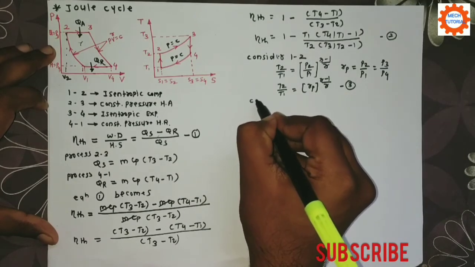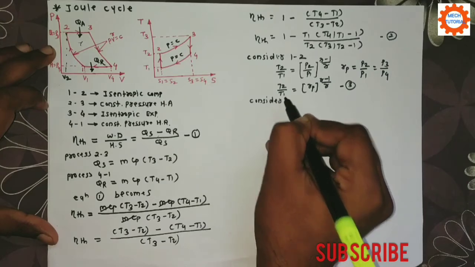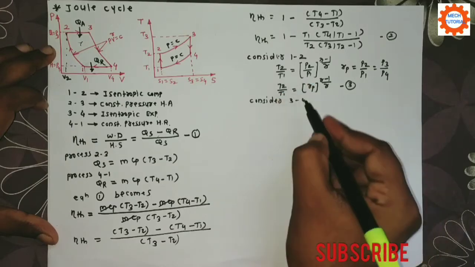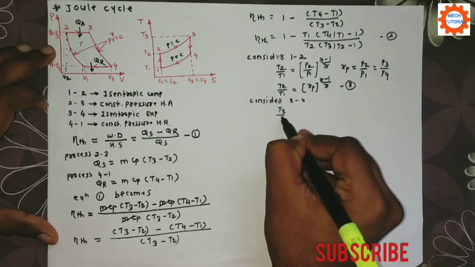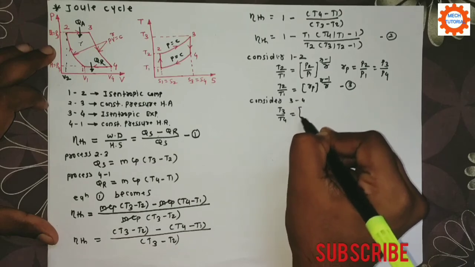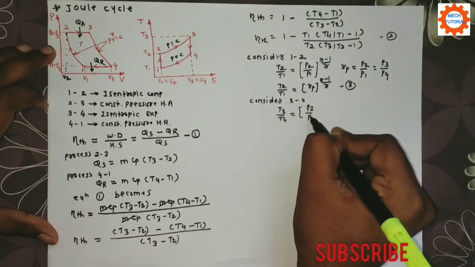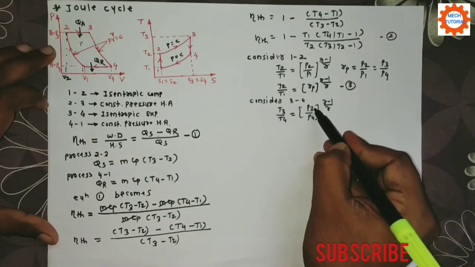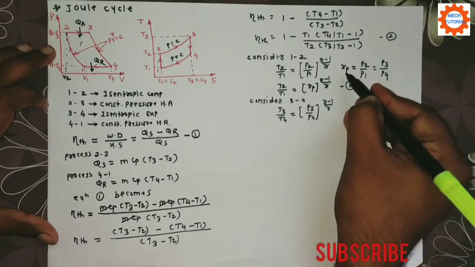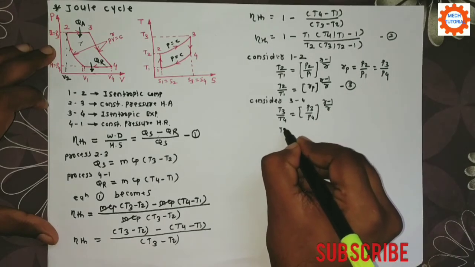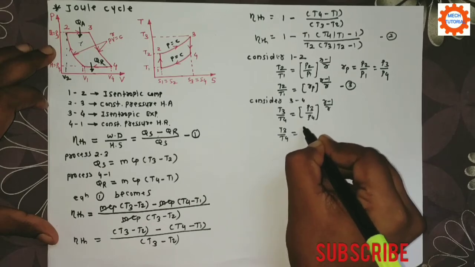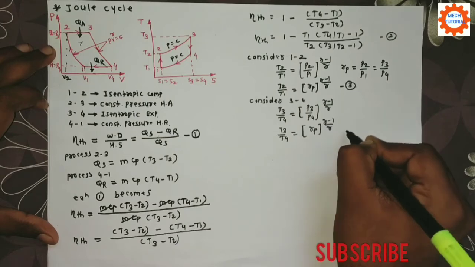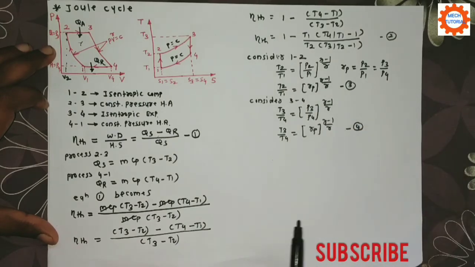Now consider the other isentropic process, that is the 3 to 4 process. In the 3 to 4 process, same relations: T3 upon T4 is equal to (P3 upon P4) raised to the power (gamma minus 1) divided by gamma. Here P3 upon P4 is nothing but the pressure ratio, so we can write T3 upon T4 is equal to Rp raised to the power (gamma minus 1) divided by gamma. Here we write equation number 4.